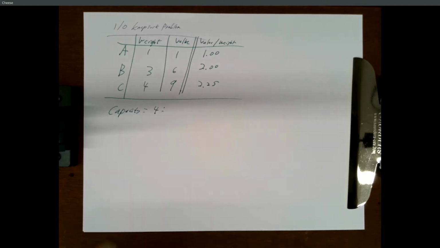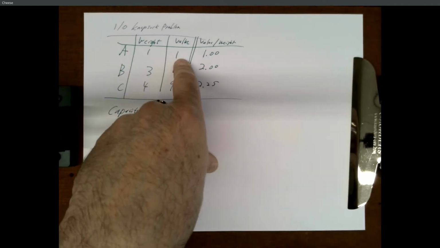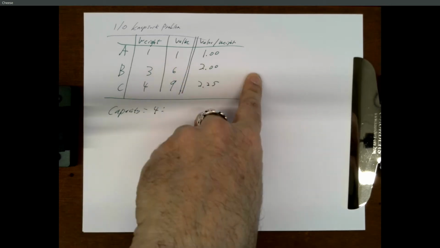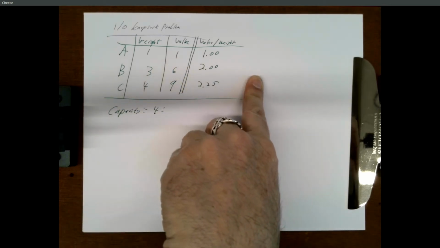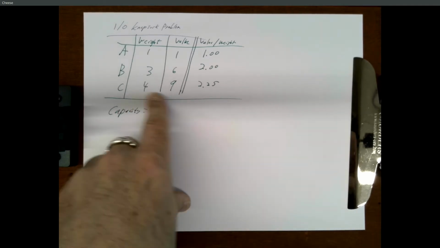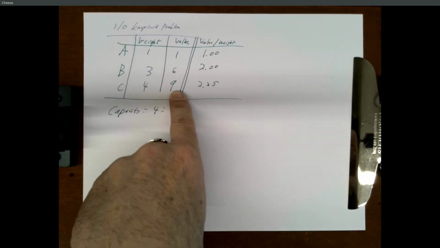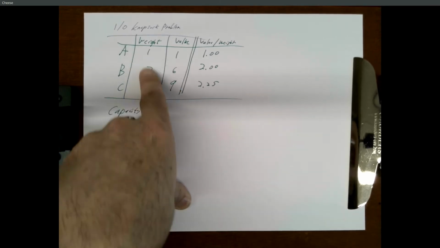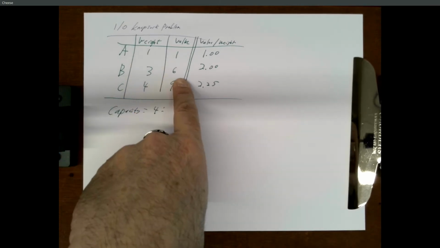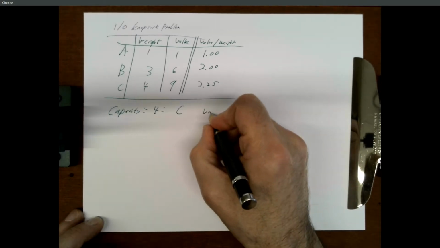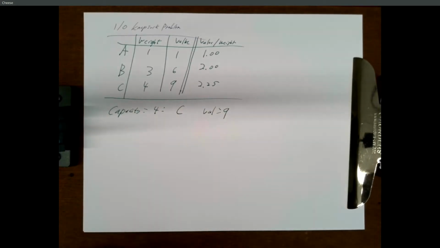What's our best way to fill the bag to get the maximum value? So for A, 4 pounds would get me $4 worth of stuff. Is there a solution that's better? So C, 4 pounds, gets me $9 worth of stuff. I could do a B and an A, that would get me 6 plus 1, that would get me $7 worth of stuff. So here the best solution is C, and our total value is equal to 9. And that's what a greedy algorithm would give us.